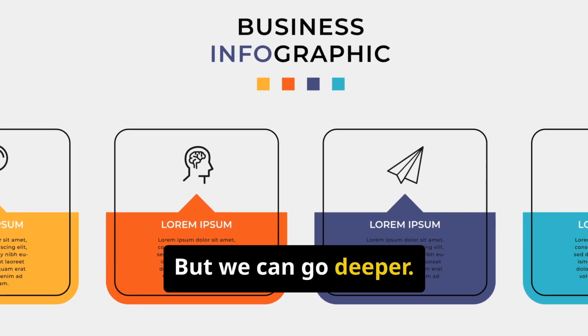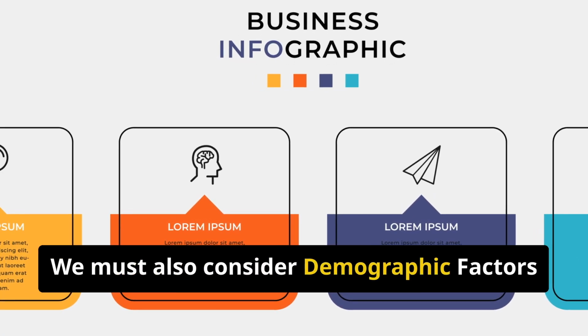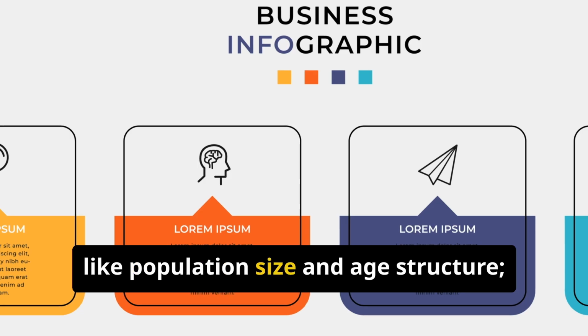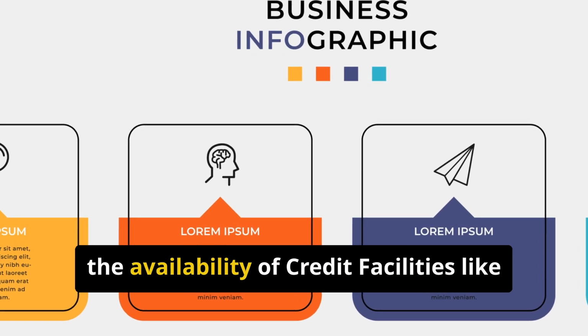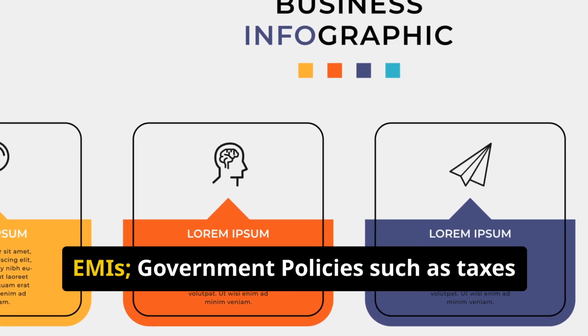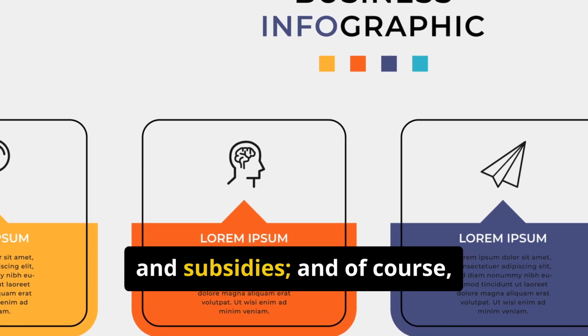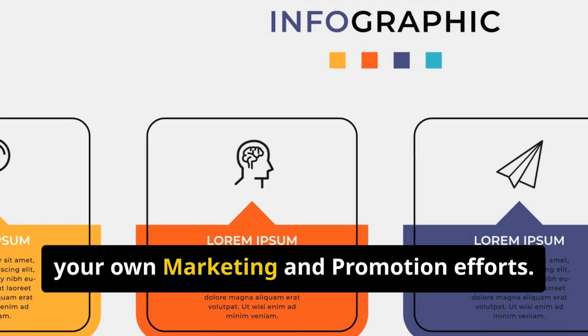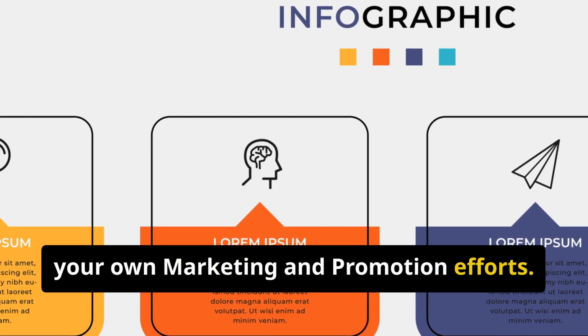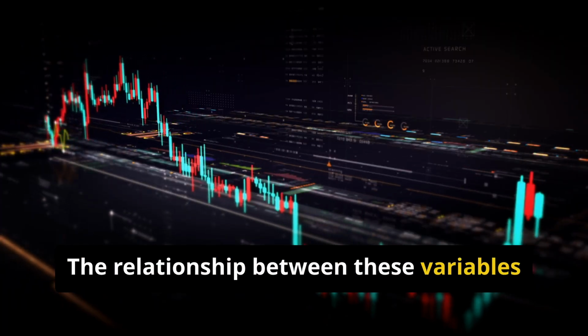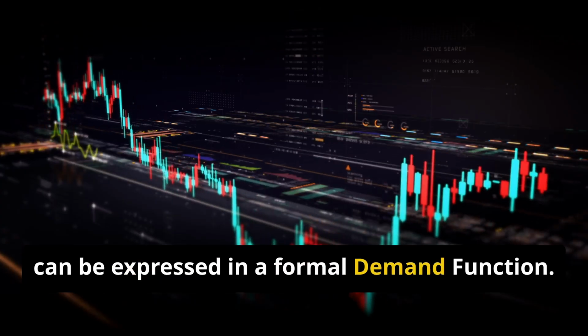But we can go deeper. We must also consider demographic factors like population size and age structure, the availability of credit facilities like EMIs, government policies such as taxes and subsidies, and of course, your own marketing and promotion efforts. The relationship between these variables can be expressed in a formal demand function.